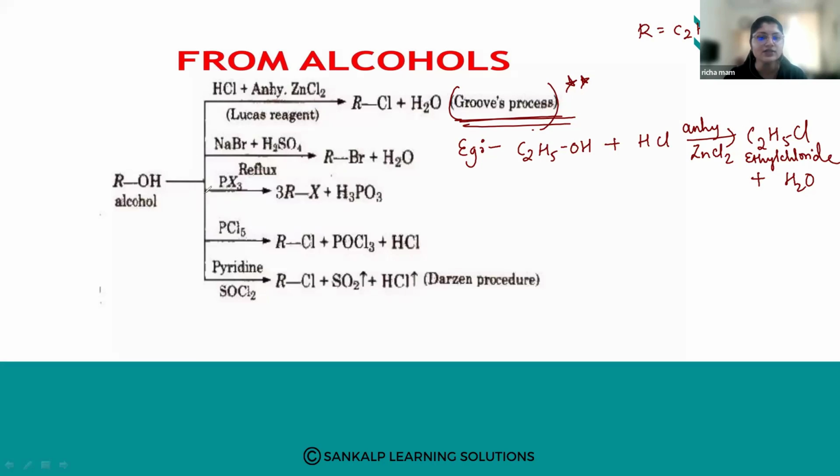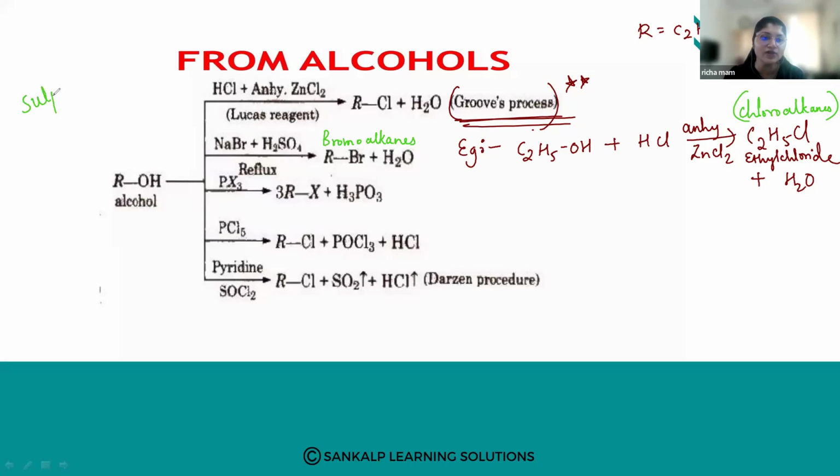Next, alcohols. Now by this you can generally prepare fluoroalkanes. Now I want to prepare bromoalkanes. If I want to prepare bromoalkanes, what do I have to take? Again, I have to take alcohol and treat it with sodium bromide in the presence of H2SO4, that is concentrated sulfuric acid.